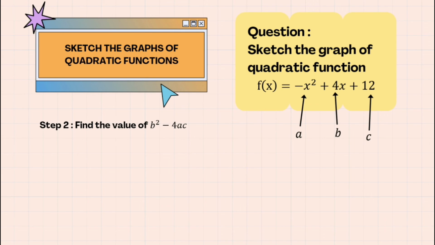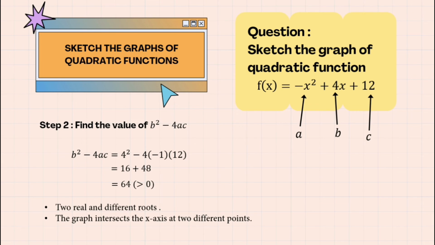But be careful not to make silly mistakes by miscalculating them. Now we got the value, which is 64. Remember how is the position of the graph when the value of b squared minus 4ac is greater than 0? Yes, they will have two real and different roots, where the graph will intersect the x-axis at two different points.